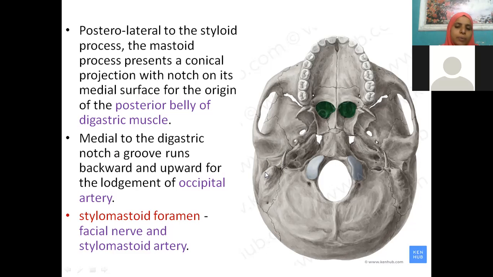Similarly, the mastoid process also can be a 3 marks question. The posterior aspect of the mastoid process gives attachment to the sternocleidomastoid, the posterior belly of the digastric, and also the stylohyoid muscle. Then there will be a groove which is lodging the occipital artery. So this mastoid process you have to study, styloid process you have to study.